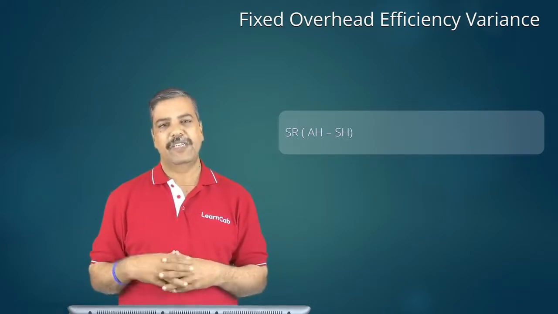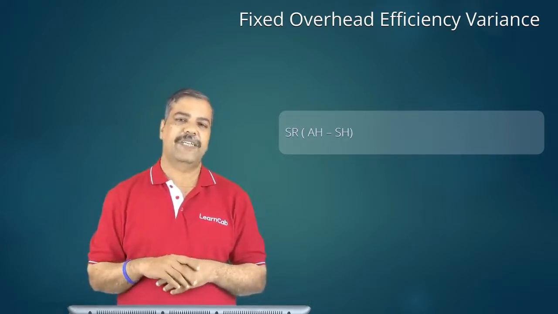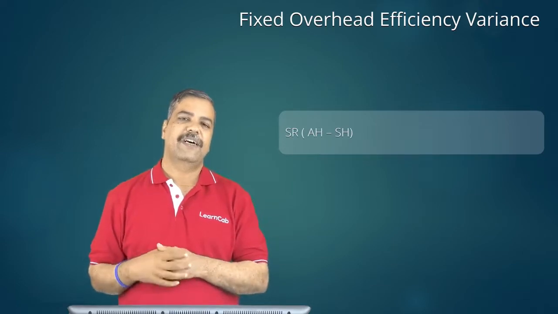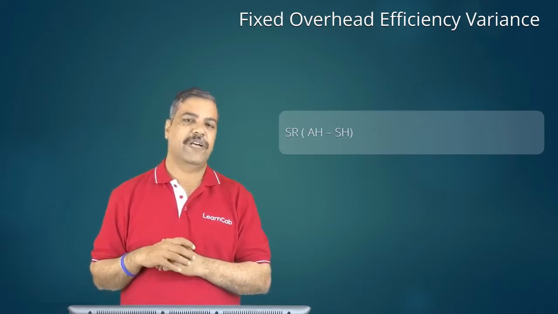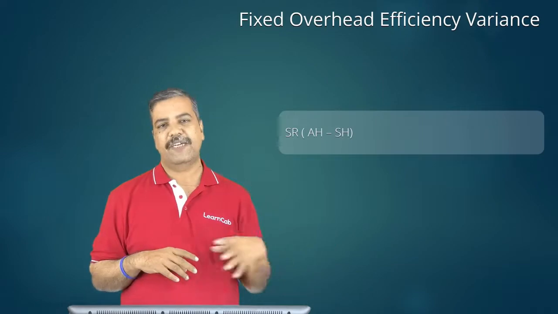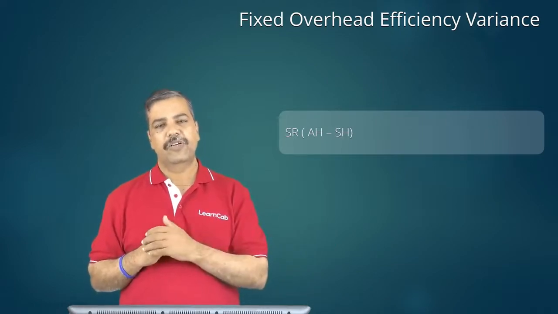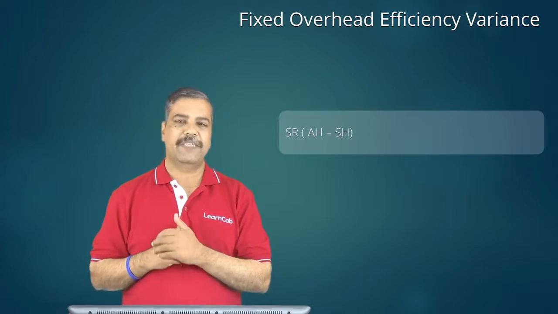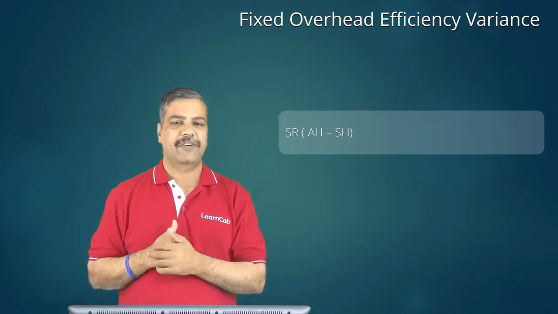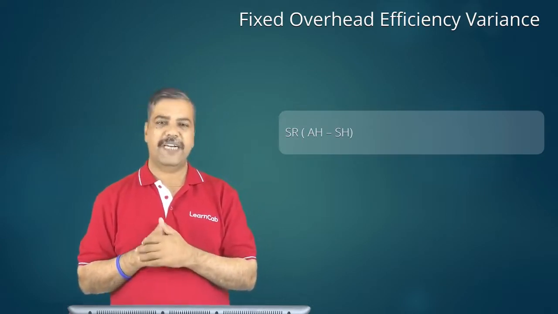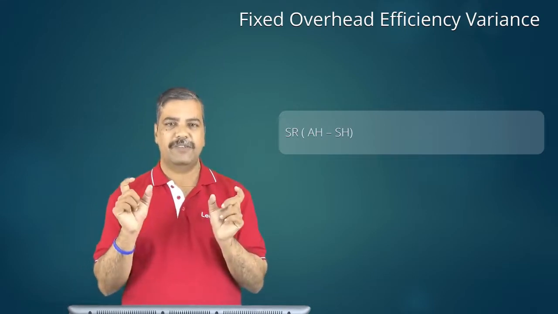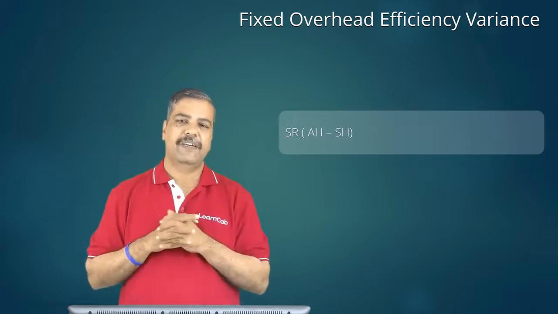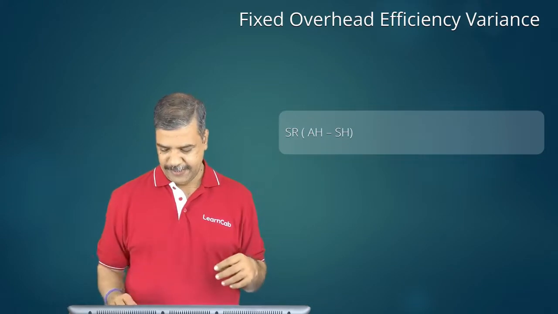So the responsibility and accountability in case of budget fixation is there, but not to the extent that it is there in case of standard costing. So that is budgeted hours and standard hours. When we are talking about capacity, we talk about budget hours. When we are talking about efficiency, we talk about standard hours. That is the only small change in the formula which you need to remember.